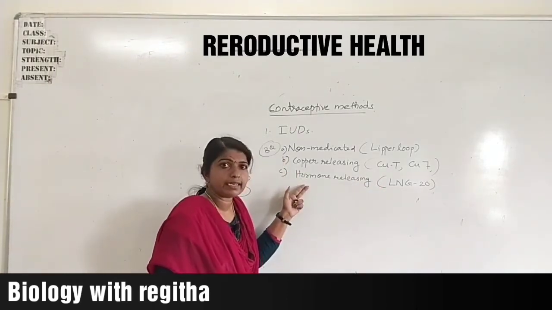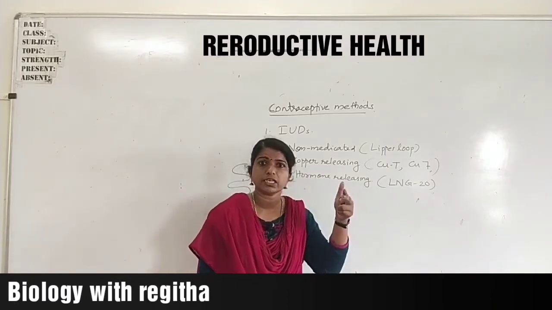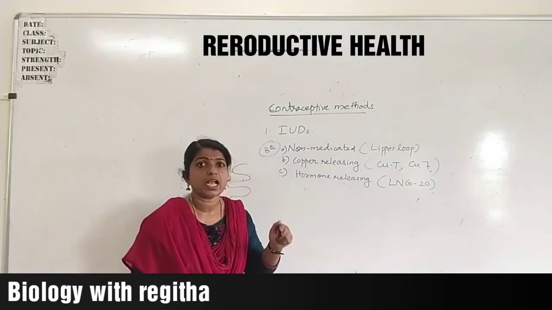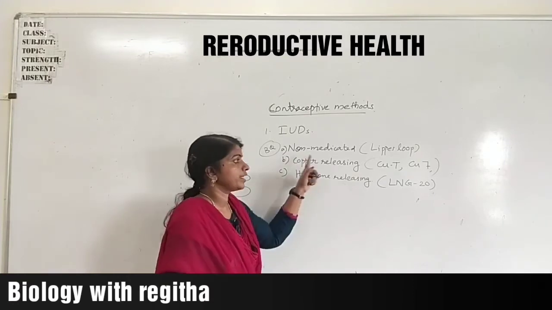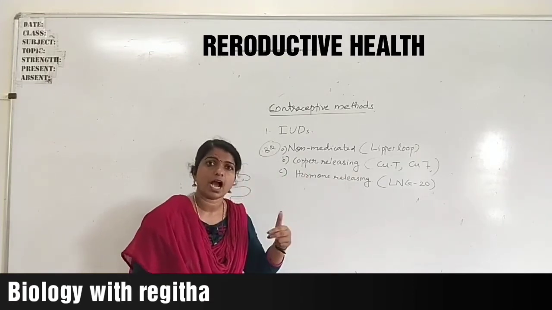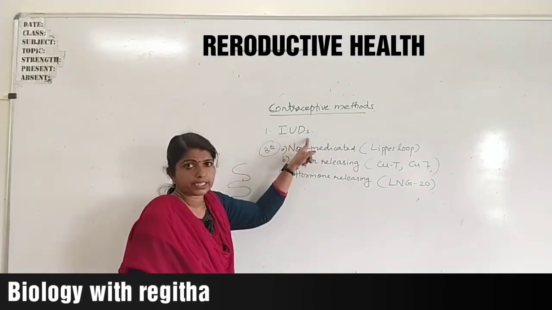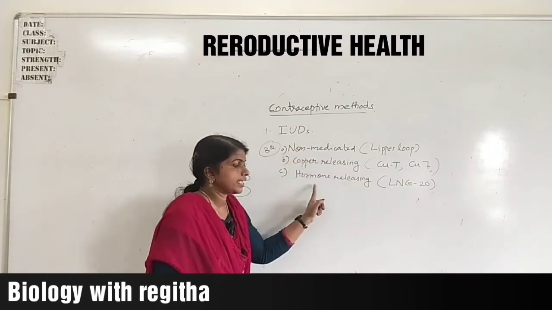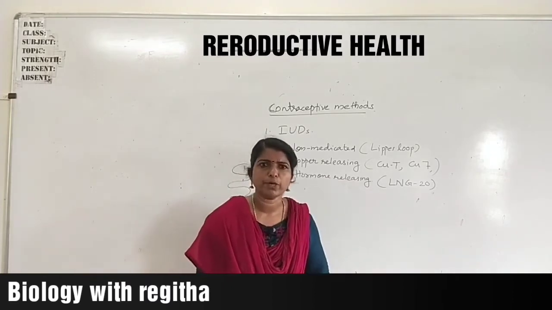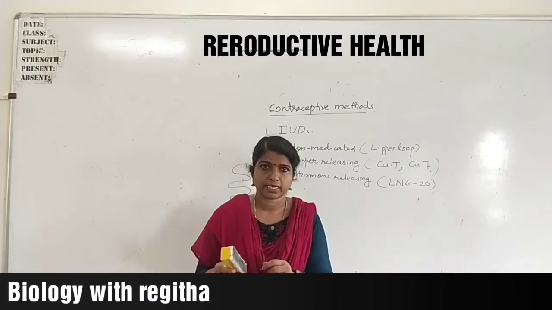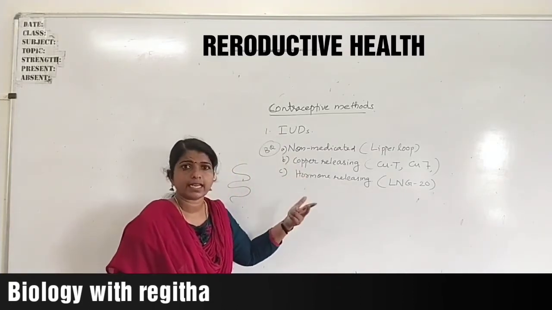And here hormone releasing IUDs are there. It reduces the implantation capacity, or it makes the uterus unsuitable for implantation. Anyhow, it prevents fertilization and other associated activities. Clear? That is the role of IUDs: non-medicated, copper releasing and hormone releasing IUDs. And this is the best method for people who want to space the children. Okay. Because at any time they can remove this and they can conceive.